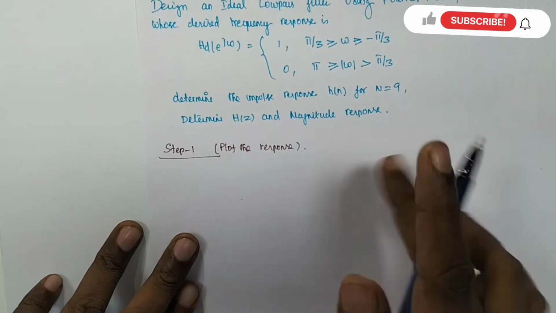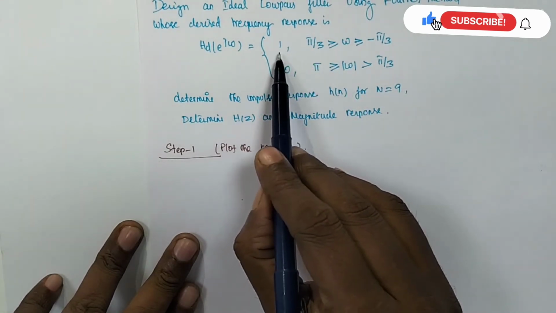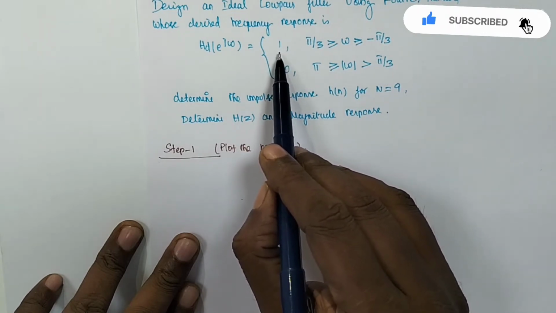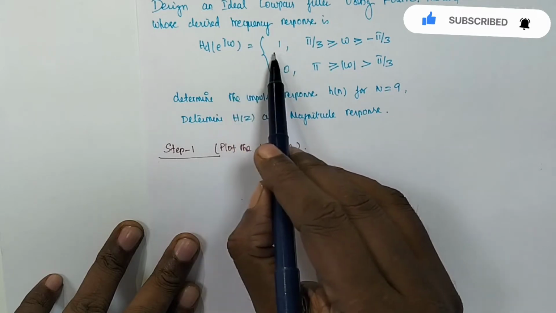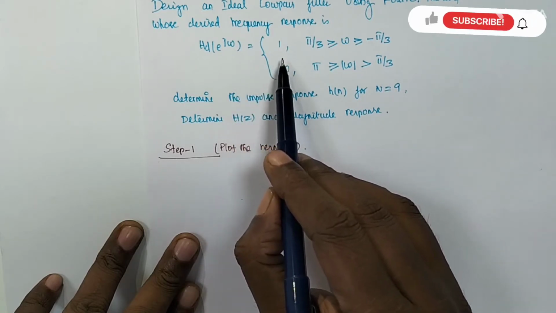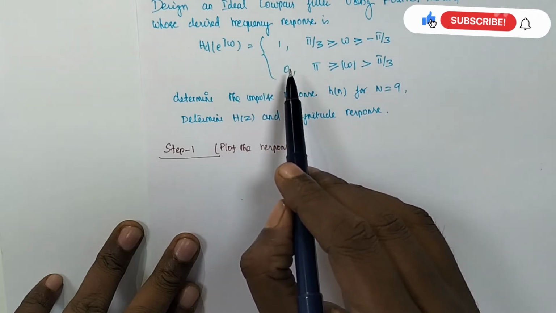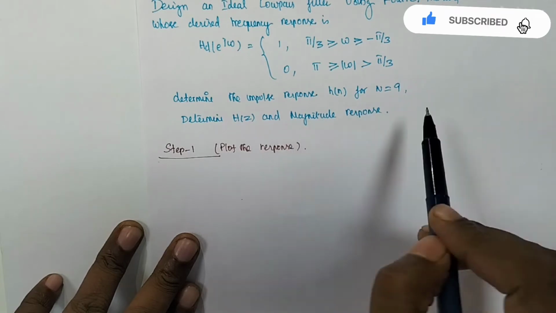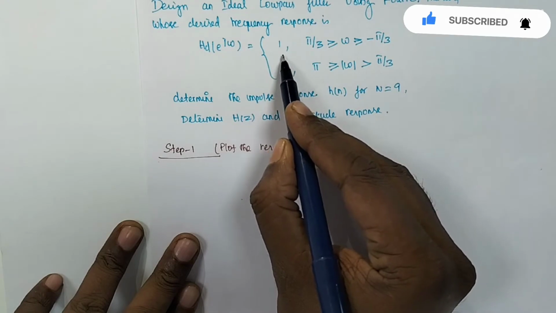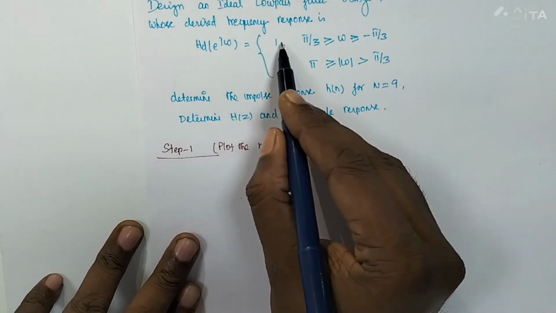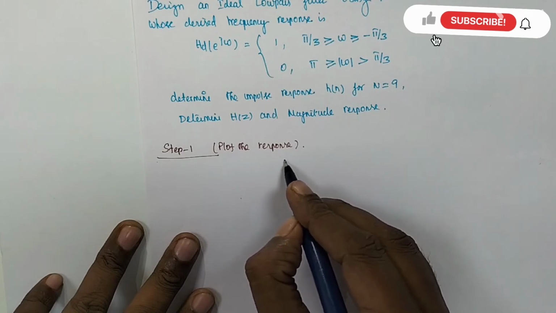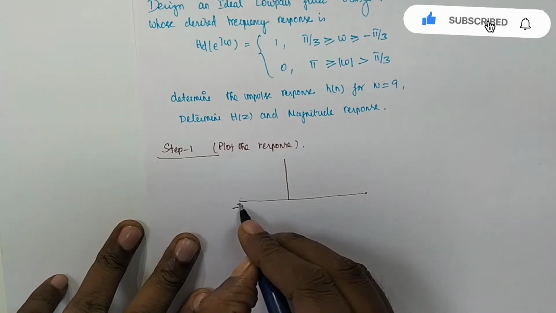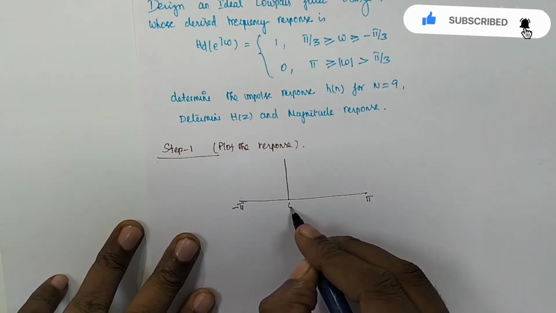So in this problem, the specification is given as 1. That is, it is symmetrical about 0. That is e power j omega n. If n value is equal to 0, then the magnitude is equal to 1. If n is not equal to 0, it is not symmetrical about 0. Okay, it is symmetrical about 0. If it is symmetrical about 0, the magnitude is equal to 1. Here the response bandwidth is from minus pi to plus pi, which is symmetrical about 0.